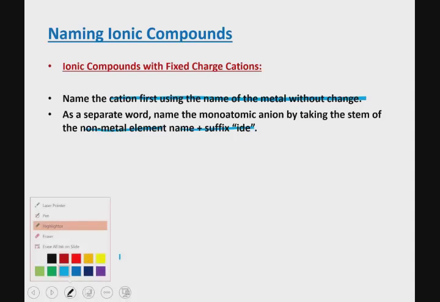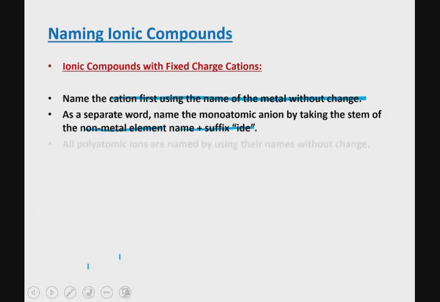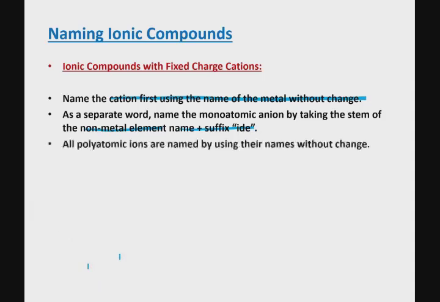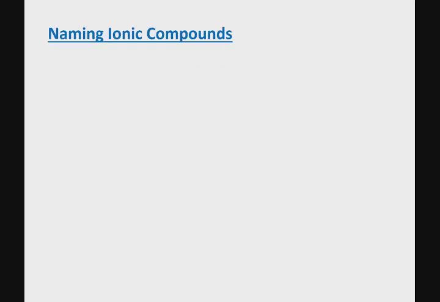If the anion or the cation are polyatomic, then we do not change the name of the polyatomic ion and keep it just as such. So let's try these out. Let's see how we use these steps to name such compounds.